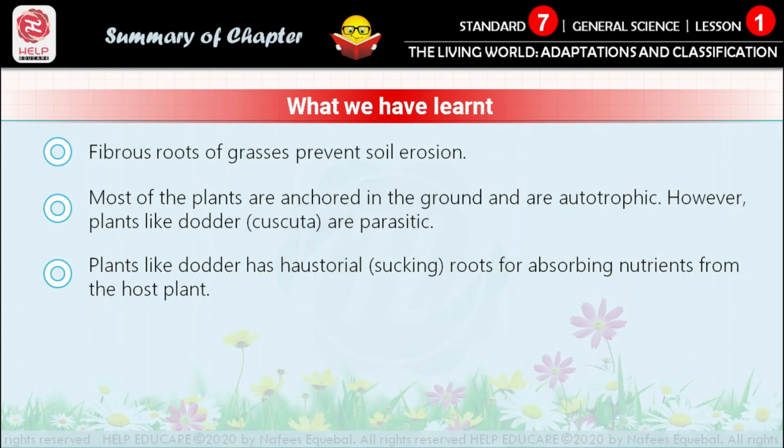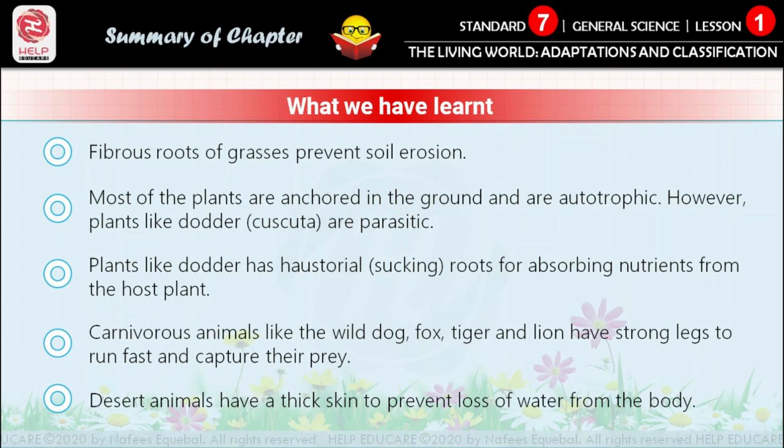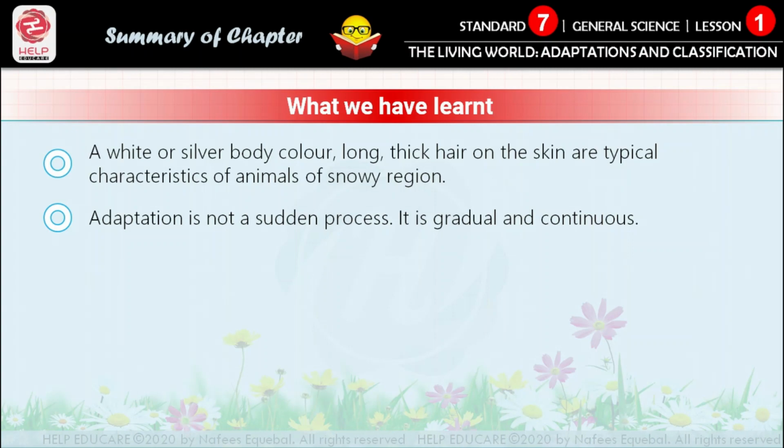Point number 8. Carnivorous animals, like the wild dog, fox, tiger and lion, have strong legs to run fast and capture their prey. Point number 9. Desert animals have a thick skin to prevent loss of water from the body. Point number 10. A white or silver body color, long, thick hair on the skin are typical characteristics of animals of snowy region. Point number 11. Adaptation is not a sudden process. It is gradual and continuous.